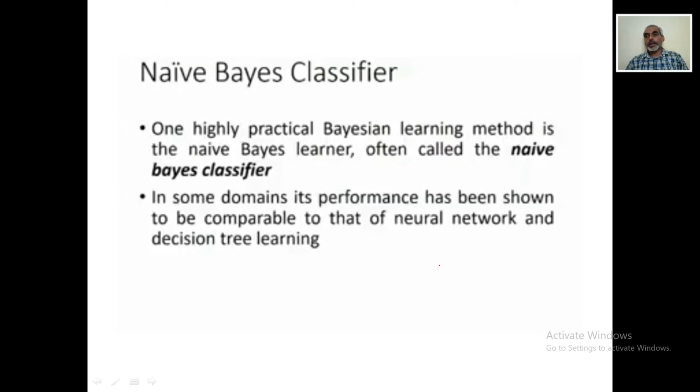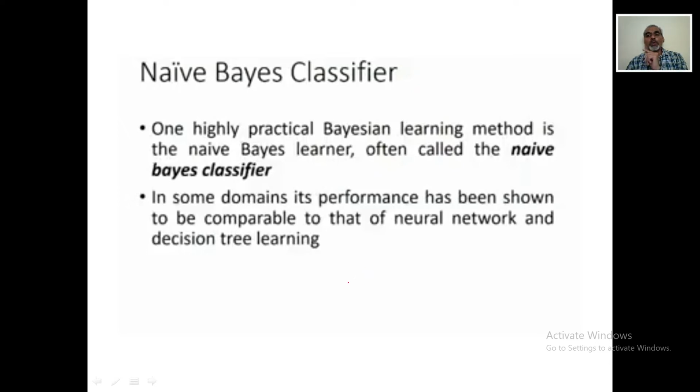Let us look into another few very small topics, right? In the last, that is the fourth module, in the last class we have seen the minimum description length principle. So today we are going to look into the concept called the naive Bayes classifier. That's a very simple concept.